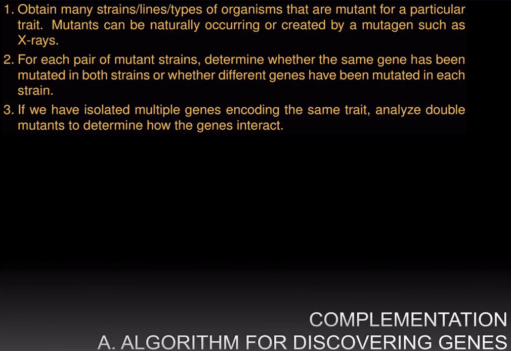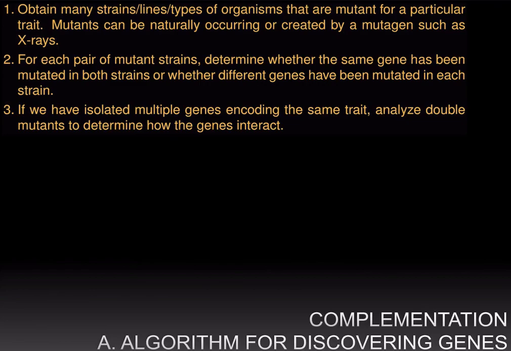So the first step in this algorithm is to obtain many strains, lines, types of organisms that are mutant for a particular trait. Now, you could go and identify rare but naturally occurring mutant individuals and breed them in the lab, so you can find mutants that are naturally occurring, or you can also generate mutants by mutagenizing individuals using X-rays or ethyl methanesulfonate, or EMS.